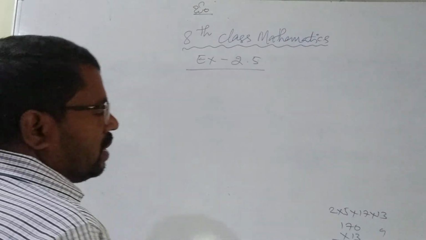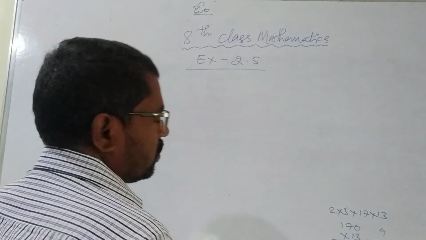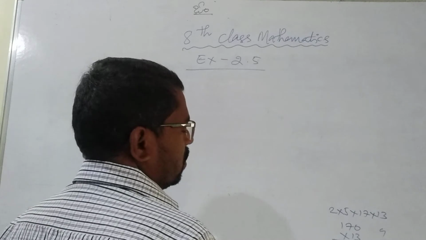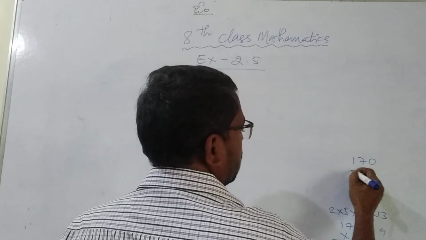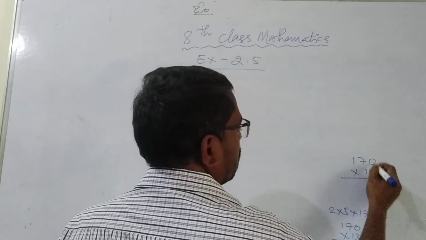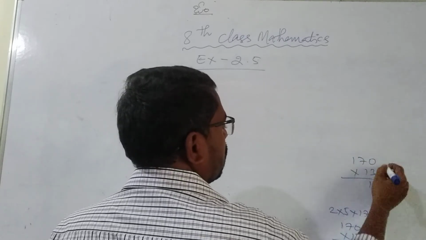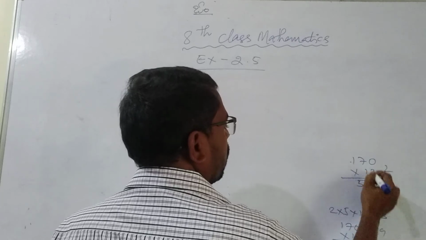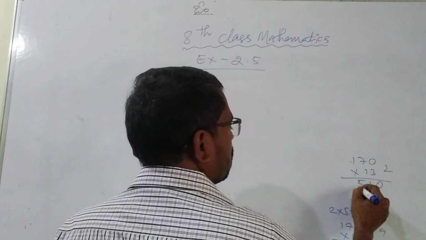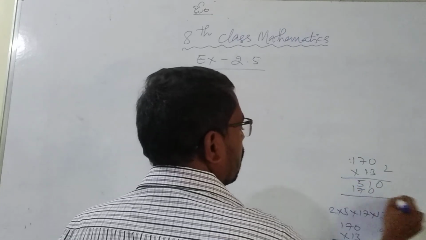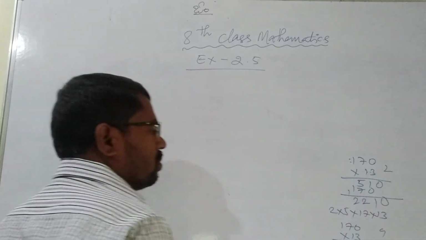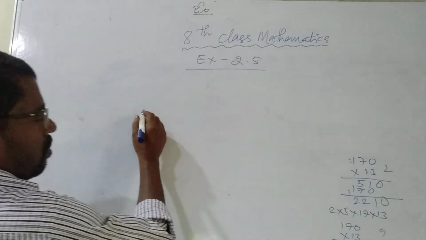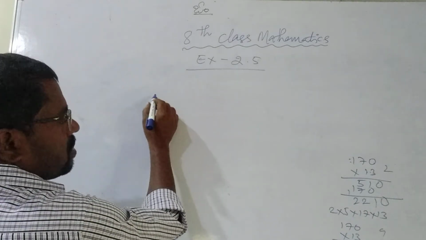2 fives are 10, 10 into 17 is 170, and 170 into 13: 3 sevens are 21, 3 ones are 3, and so on. If you are confused, you can solve it like this also. So we are getting this total resultant answer, 2210.